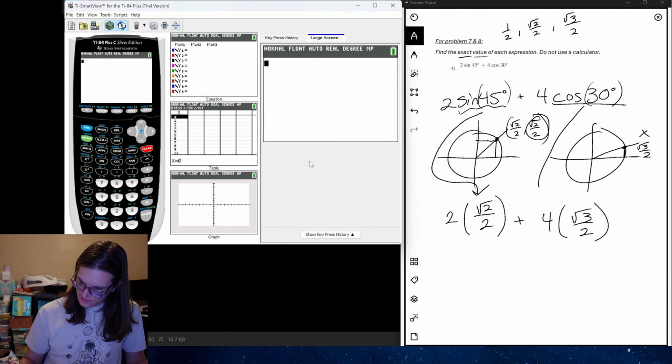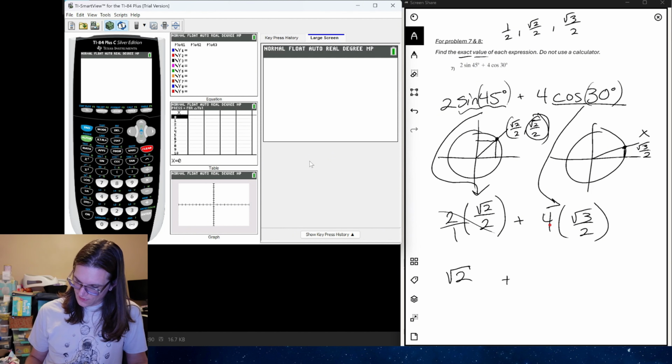So this is here. And now we just have to do a small little bit of math. So 2 times root 2 over 2 is the same as doing this, if it is a nice visual aid. So these cancel. And that means we're left with root 2 over 1, which is just root 2. And this is 4 times root 3 over 2. So 4 and 2 are going to reduce to 2 root 3. Right? That should be an acceptable answer.